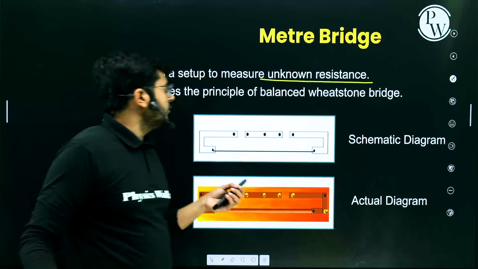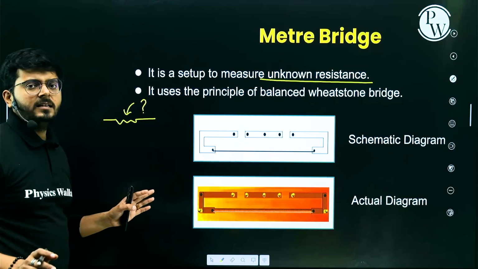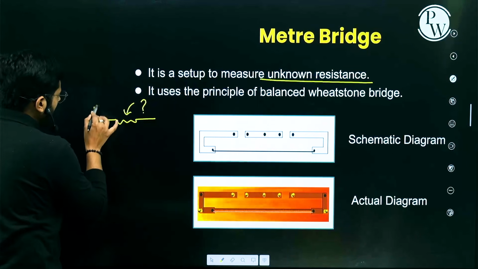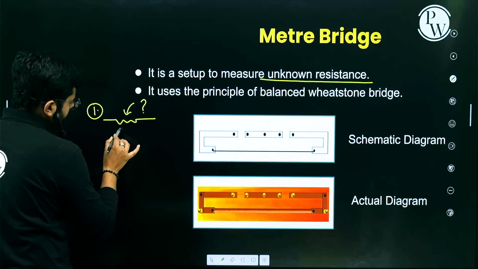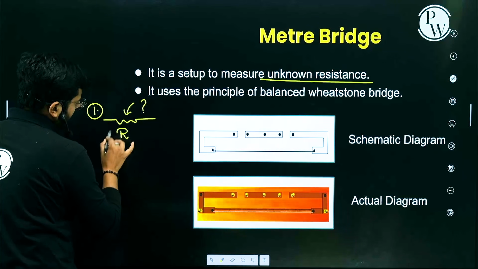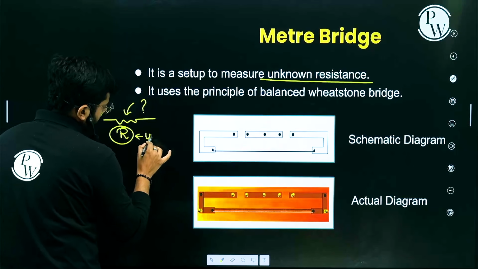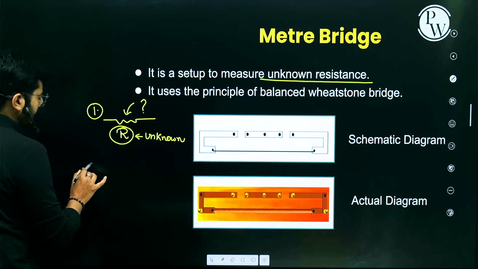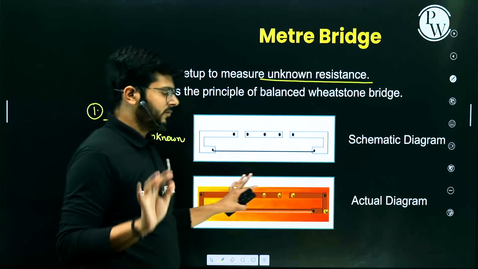Acha, while using the Metre Bridge, you need to know very clearly that Metre Bridge can deal with one unknown wire only, right? This is the wire of unknown resistance, right? And there has to be another wire of known resistance as well. So we'll talk about that.